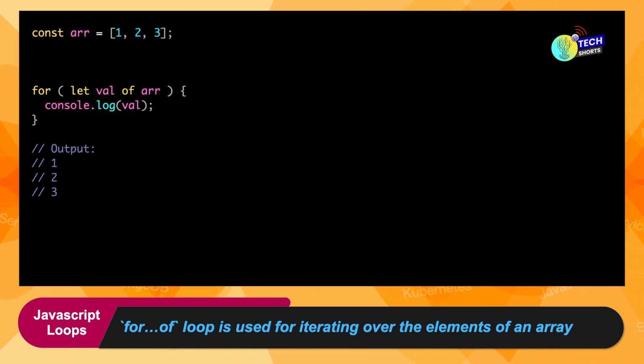The for of loop is similar to the for in loop, but instead of iterating over the properties of an object, it iterates over the values of an iterable object, such as an array. The syntax of the for of loop includes a variable to represent the value and iterable object to iterate over.